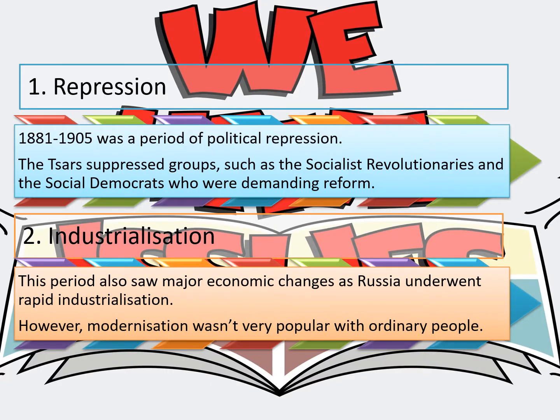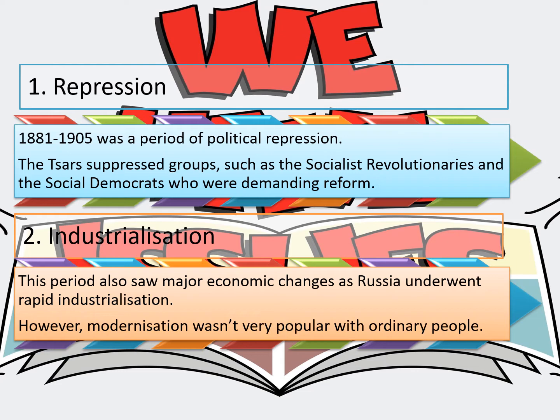So, two points for you to keep in mind as we're going through this. Under Alexander III, between 1881 and 1905, there is this period of political repression. The Tsars, Alexander III and then his son Nicholas II, will suppress groups such as the Socialist Revolutionaries and the Social Democrats, who are starting to develop and demand some sort of reform.